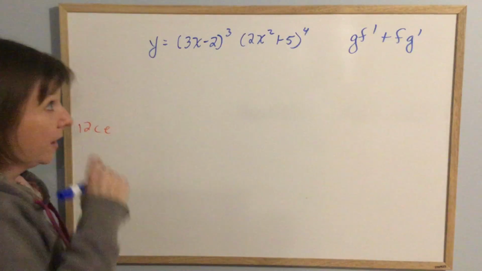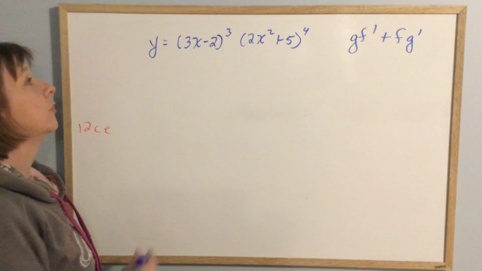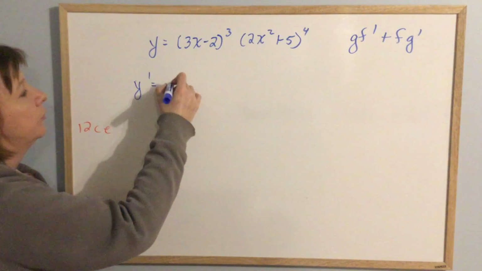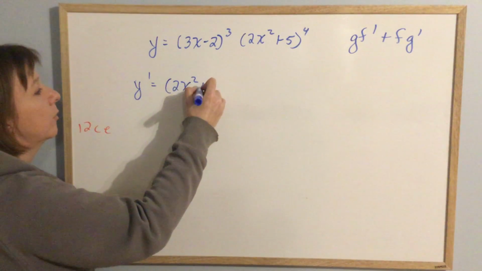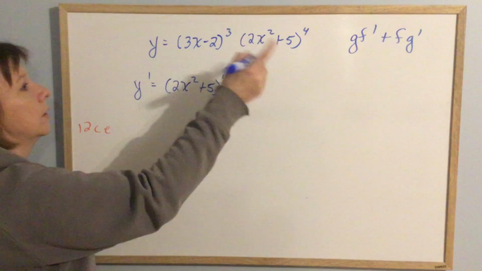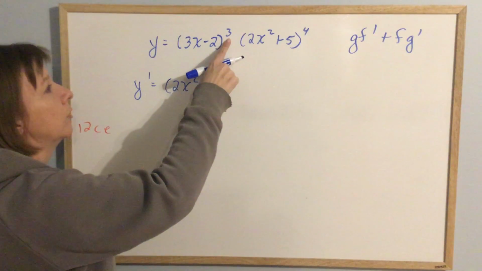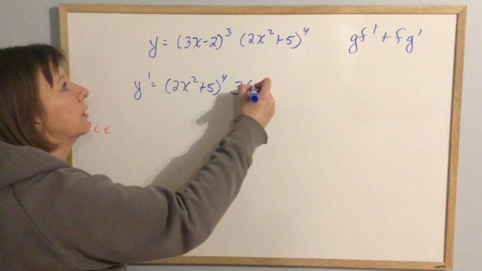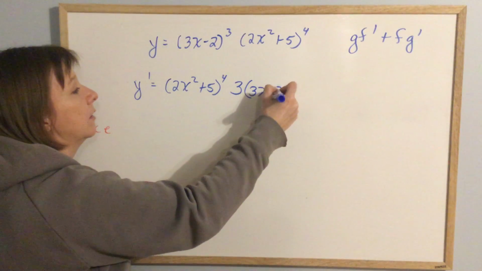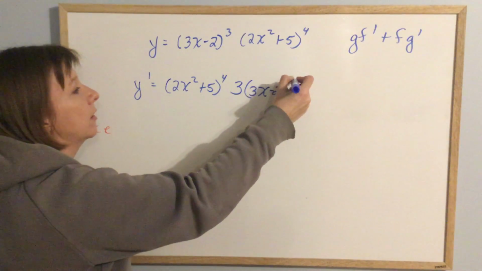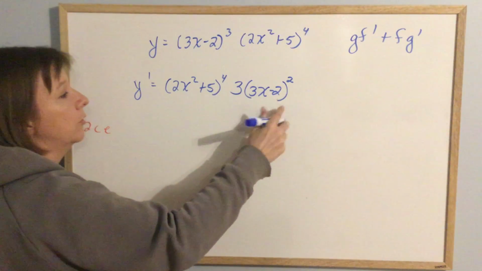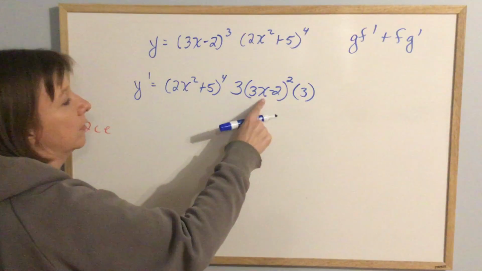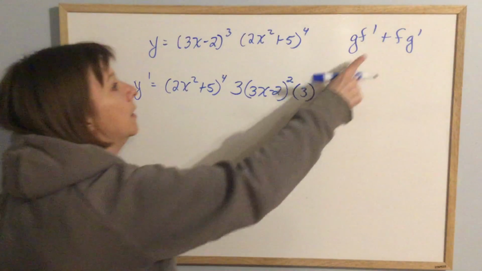So again, first bracket is F, second bracket is G. So if I'm going to do the derivative, leave G alone, 2x squared plus 5 to the fourth. Do the derivative of F. Now to do the derivative, I have to do the chain rule. So I'm going to bring the 3 down in front, leave the inside alone, decrease my exponent by 1, then do the derivative of the inside, which would just be 3, right? Because the derivative of 3x is 3.